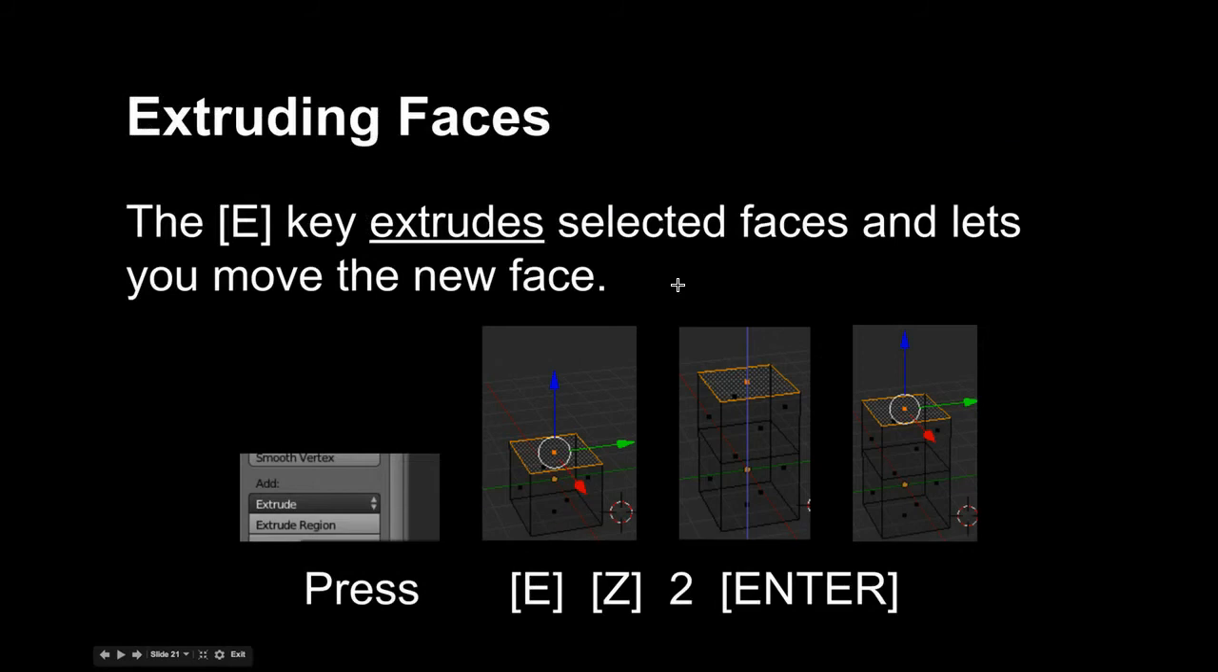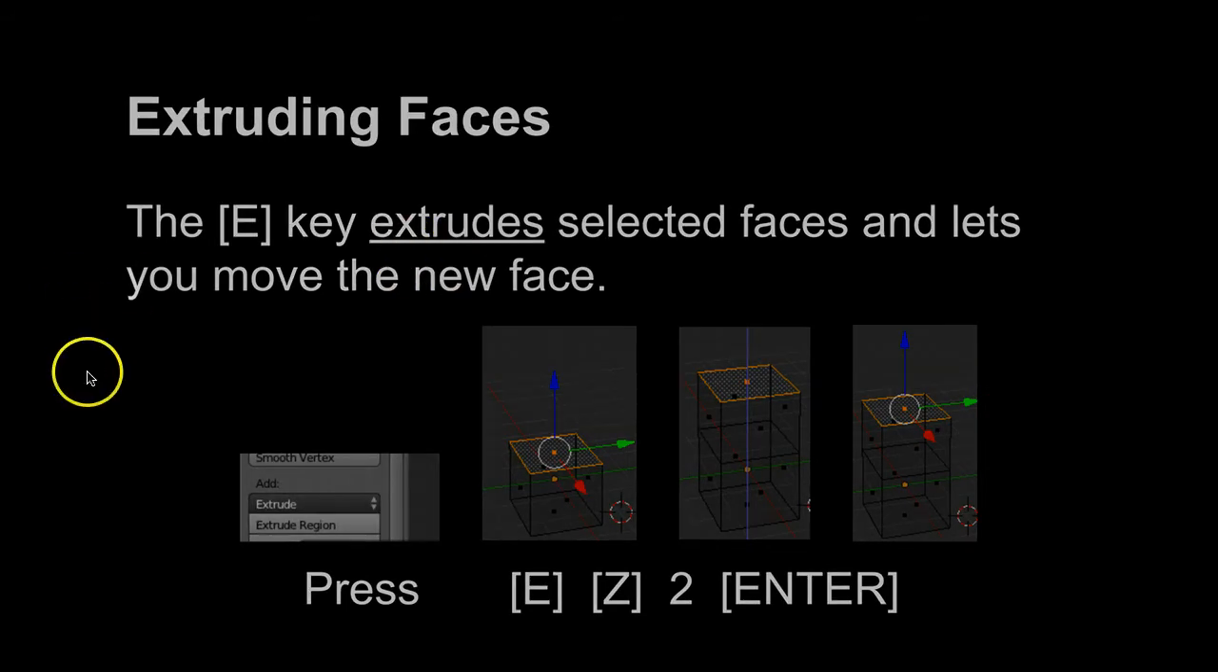Extruding a face allows you to pull it out in order to create more complex objects. The E key extrudes selected faces and lets you move the extruded face to a new position. You can extrude by finding the Extrude button on the toolbar on the left, or by pressing the E key. When you've extruded, you can constrain the motion to a specific axis, such as X, Y, or Z, and move a particular amount by pressing a number, and you hit Enter to apply it.